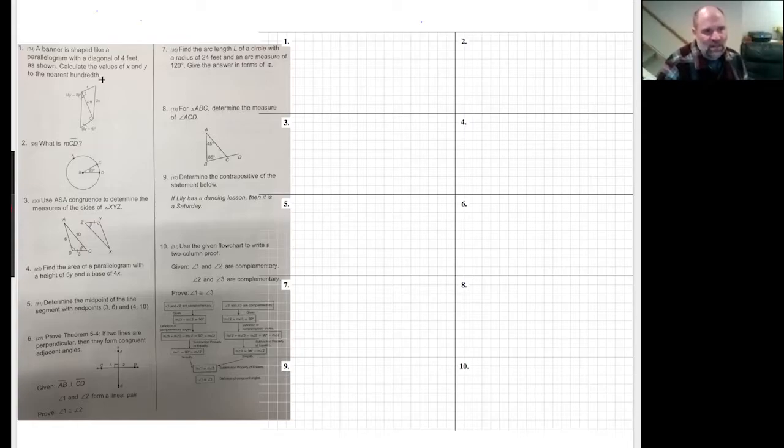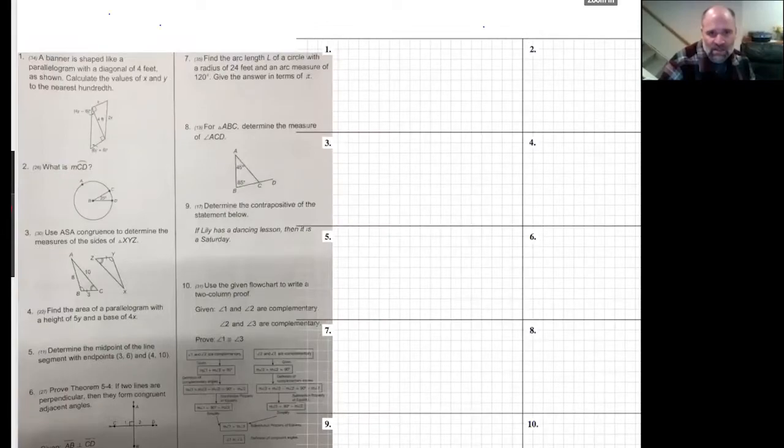A banner is shaped like a parallelogram with a diagonal of 4 feet. As shown, calculate the dimension, the values of x and y to the nearest hundredth. Okay, so I'm going to zoom in just a little bit so I can see that.